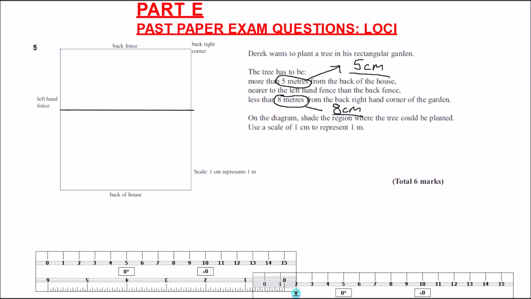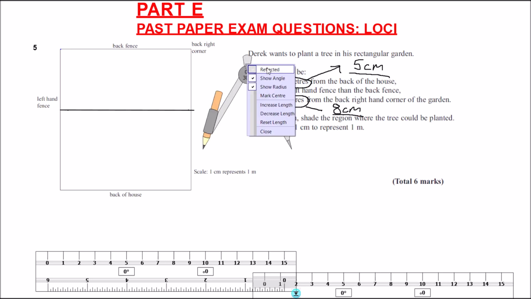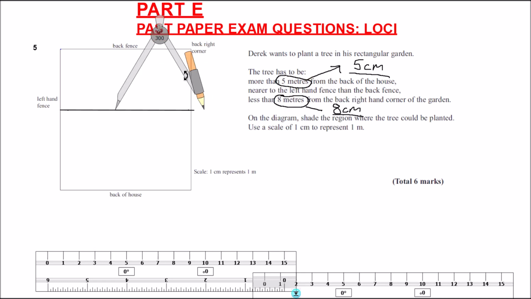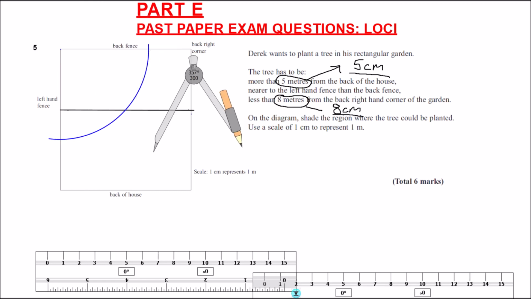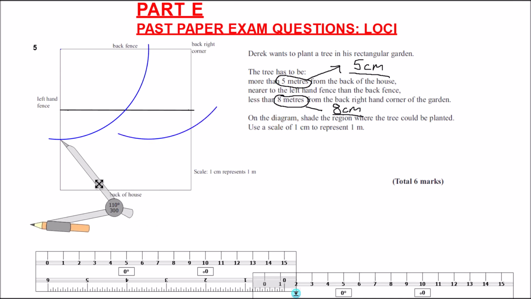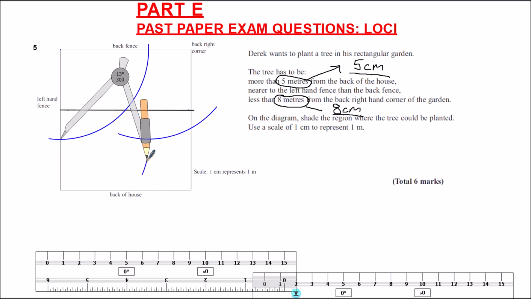So we're going to get our compass, and we're going to put it on top of where this angle begins, like that. Then I'm going to do a curve that cuts the left-hand fence and the back fence. After doing that, where the curve cuts each line, we're going to put the needle there and do a curve going inwards, and the same from the other end, a curve going inwards from there, like so.